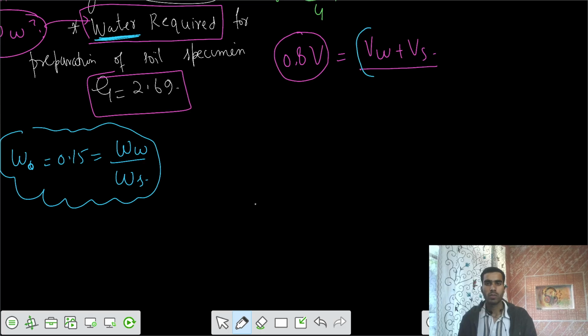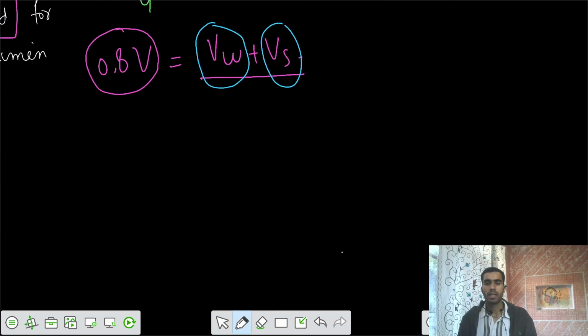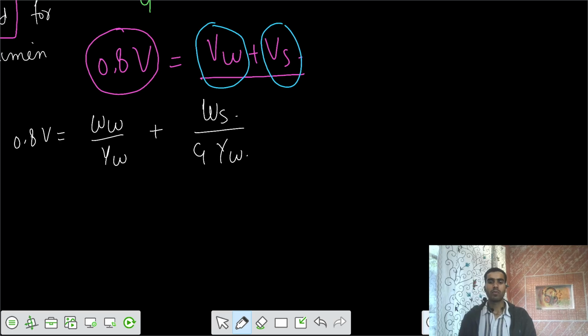So we have to replace these volumes, volume of water and volume of solids, in terms of weight of water and weight of solids. So let's convert them in terms of weight. I would write 0.8 times volume equals to, what is the volume of water? Is that weight of water by gamma W? Plus the volume of the solid is actually weight of solids by G times gamma W. So this is the equation we have.